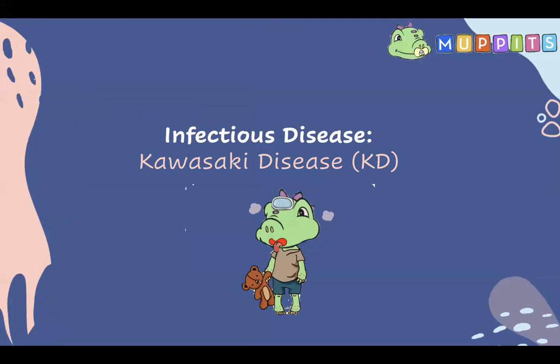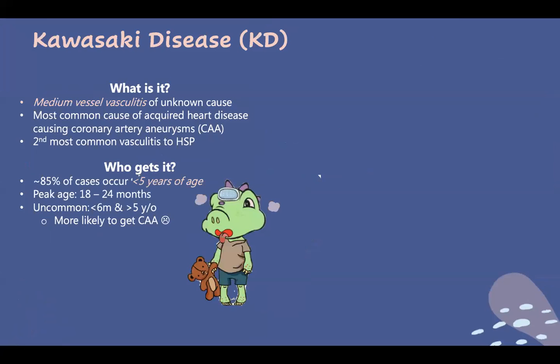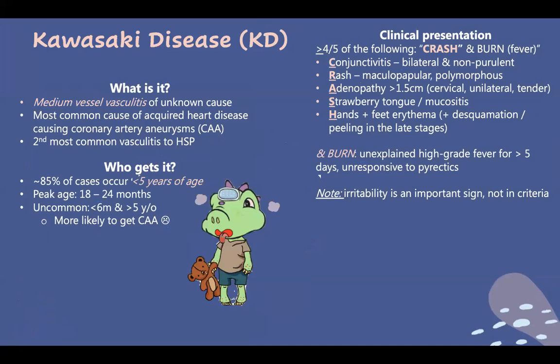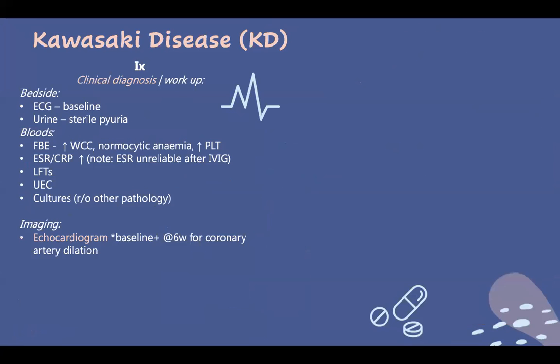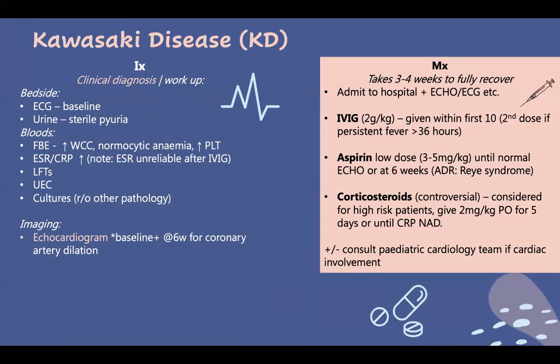Kawasaki disease was actually really well covered by Christian. So he covered everything I wanted to say. He even used the same acronym as me. So I'll just let you guys read over it. Everything's there. The only thing is the echo, you want to do at baseline and 6 weeks after. You're looking for coronary artery dilation, and he said pretty much everything else.